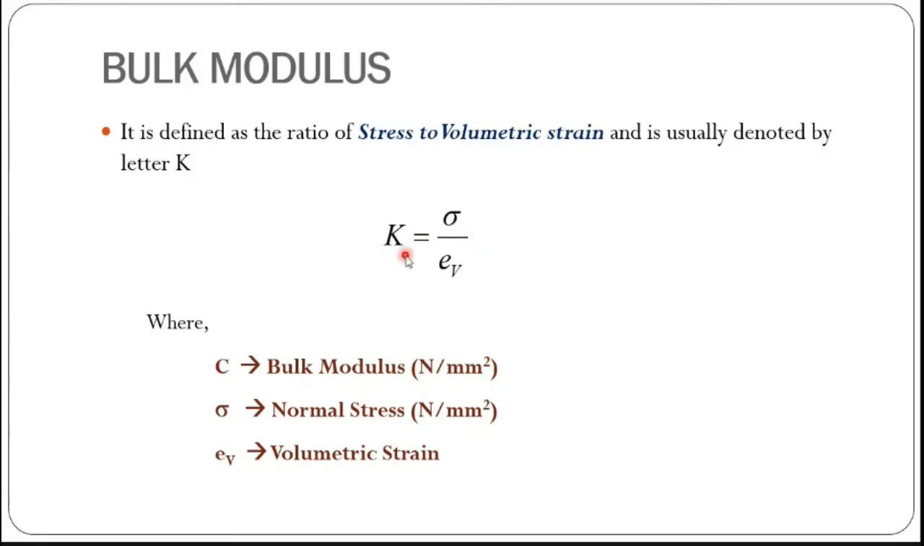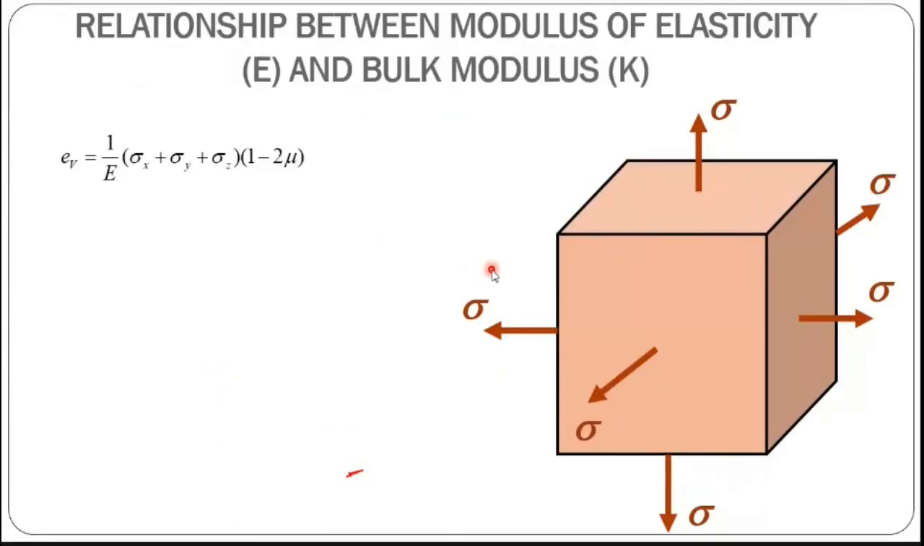Before this, what did we see? We saw stress by longitudinal strain. Stress by longitudinal strain is Young's modulus. Now stress by volumetric strain. When you deal with volumetric strain, then we call that the bulk modulus. Bulk modulus is squeezing something, which means all the forces in all the directions are the same.